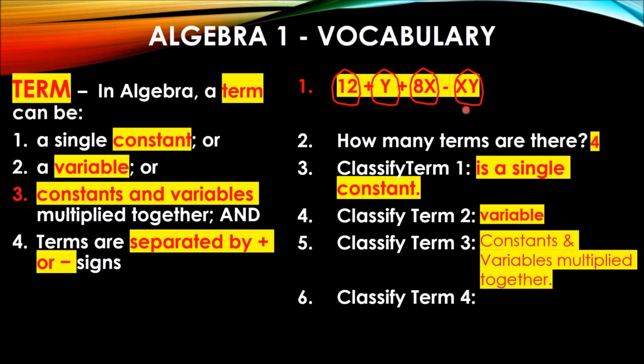Okay, let's look at our 4th term, and this is negative xy. And in this case, I've got 2 variables, x and y, and they're being multiplied together because xy means x times y. So my classification for my 4th term is that they're variables multiplied together.